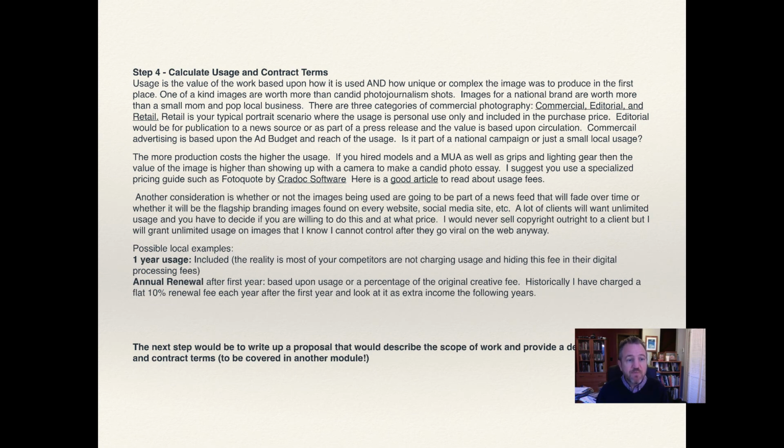So as I said before, one-of-a-kind images are worth more than candid shots, and images for a national brand are worth more than a small mom-and-pop local business. A friend of mine actually knows the photographer that received six-figure income from Microsoft because they used a stock photo of his of, I believe it was, a canola field.